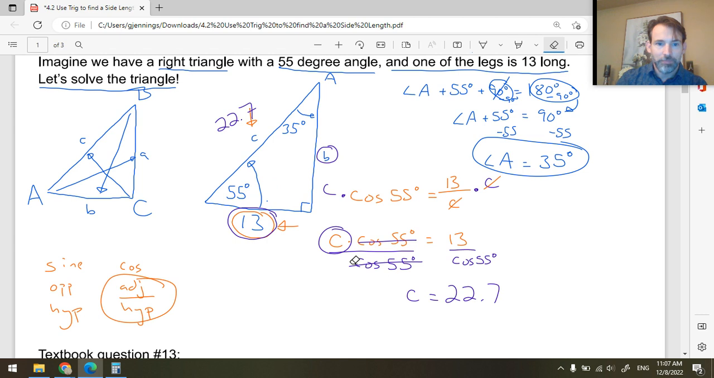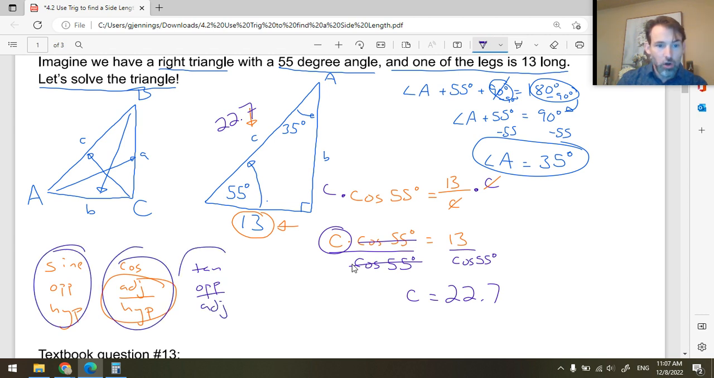So the trigonometric ratio that relates opposite to adjacent is tangent. Tangent is opposite over adjacent. So, SOH CAH TOA, we're going to use TOA here. We're going to use tan. All right, so let's write that out.